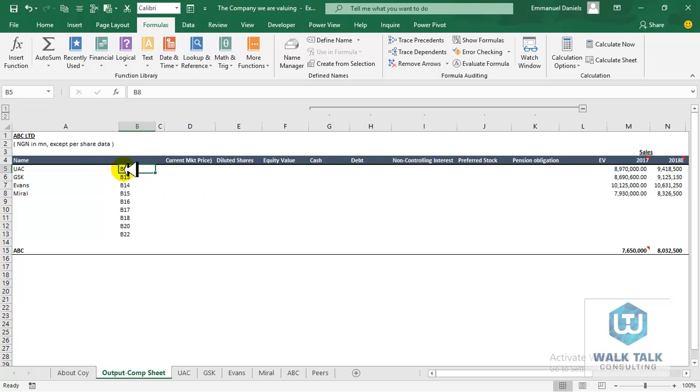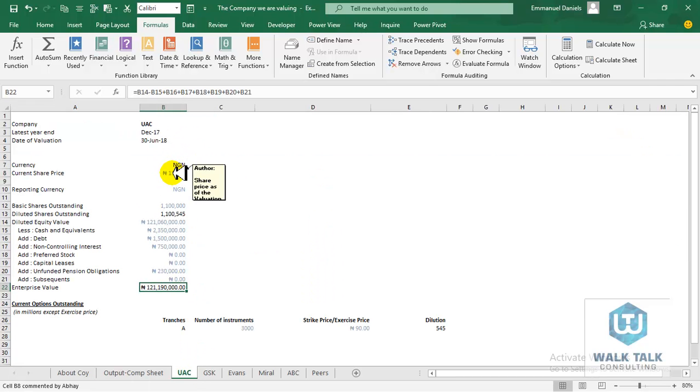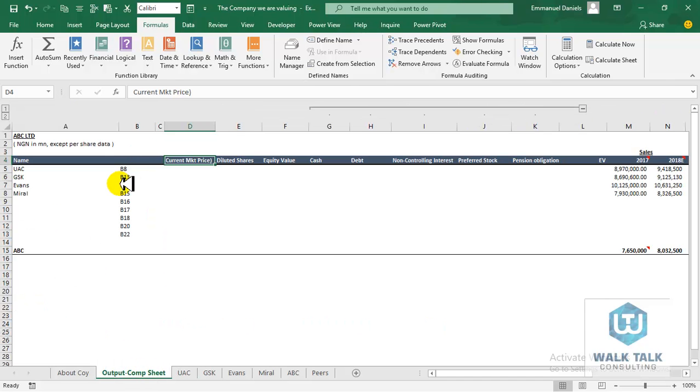Now what I've actually done here, I have looked at the structure of the information I want to extract from the different worksheets, and I've seen that they appear in different cell references. Like you can see the share price appears in B8, the diluted shares appear in B13. So that is what I did here. I've listed them in this same order: market price, diluted shares, equity value, cash, debt, following this order. Also, another important thing you need to note is that the names of the companies for which you want to extract information must be the same as the sheet names. You must name them in the same way.